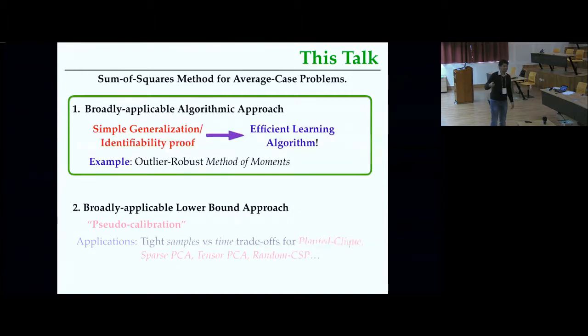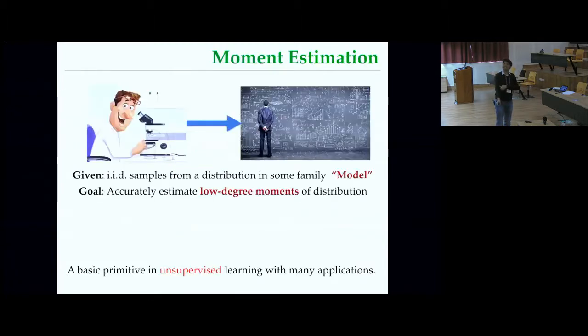Of course, all the meat is in what simple means, so I'm going to hopefully come to that later on in the talk. But if you want to remember one thing, this is what you should take home: there is an approach that takes a proof of generalization, which is simple enough, and just automatically spits out an algorithm, which is going to be efficient. So to illustrate this technique, I'm going to take this example of the problem of outlier robust method of moments. That's the reason I introduced some of the elements before. Let's see what that is.